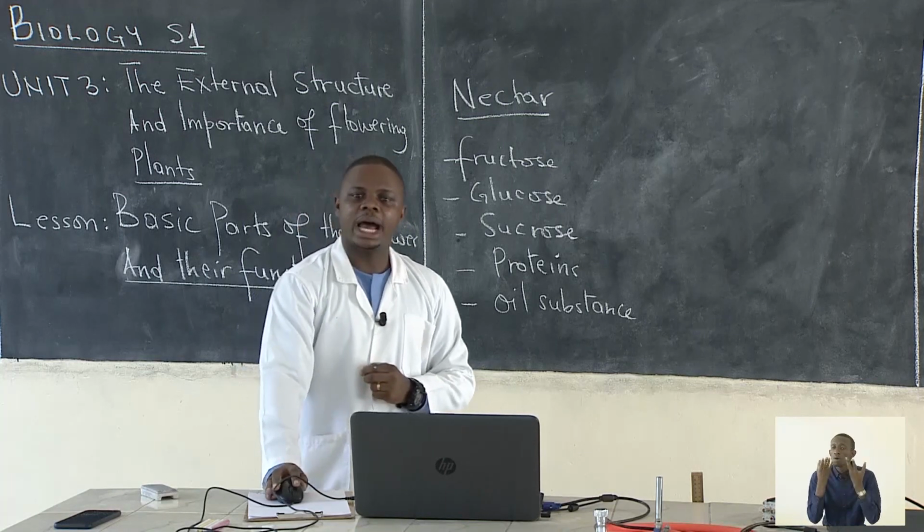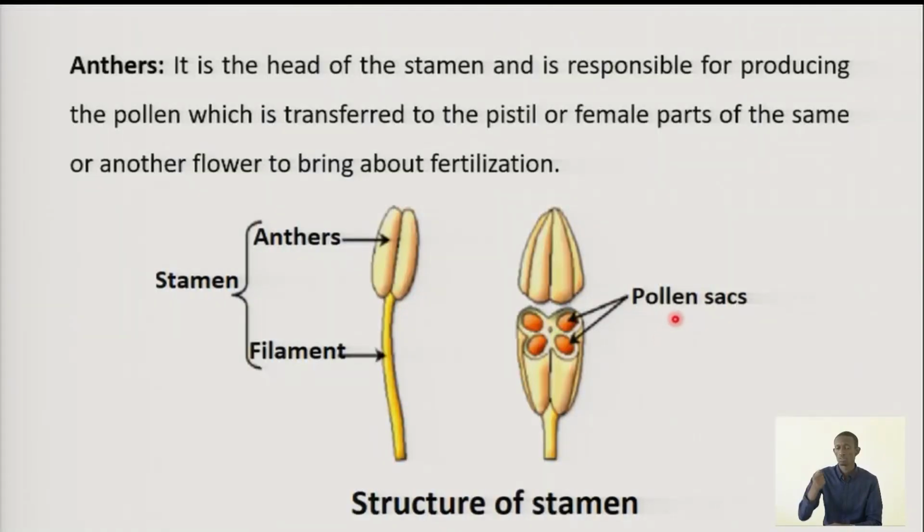This stamen has pollen sacs. You can see these pollen sacs are 4. And inside pollen sacs, that's where we find pollen. And pollen has pollen grains. Then you can see this is the filament, which holds the anthers in proper position. Then anthers, we have seen, they have pollen sacs, which contain pollen, which contains pollen grains.